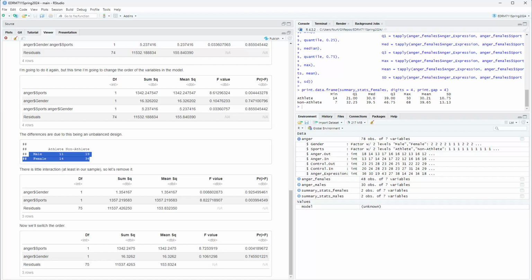Why am I bringing this up for the first time now? Because it's the first time we've had to worry about it. When you have only a single factor, it doesn't matter if you have equal or unequal cell sizes. It doesn't matter if you have equal numbers of individuals in each group. It's not going to change your analysis.